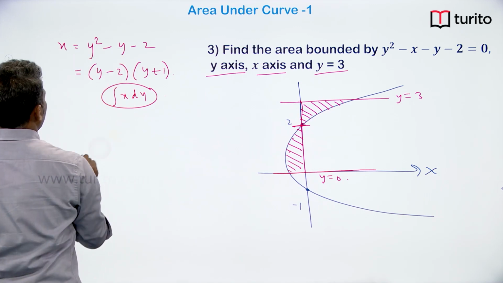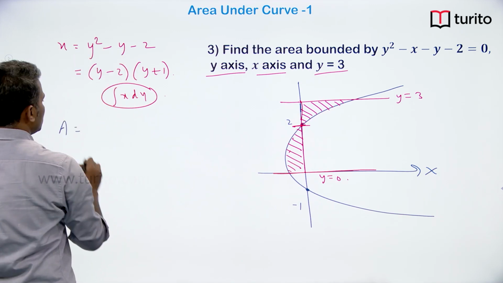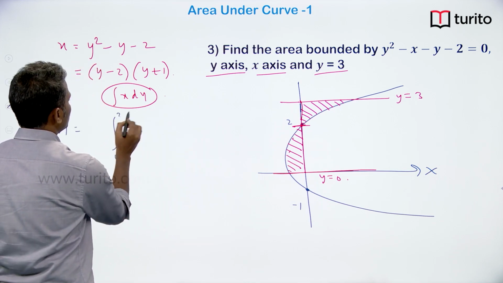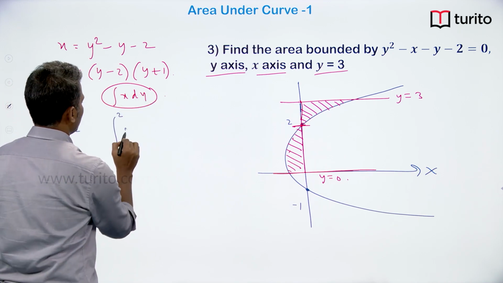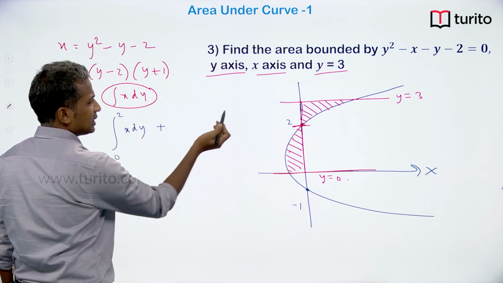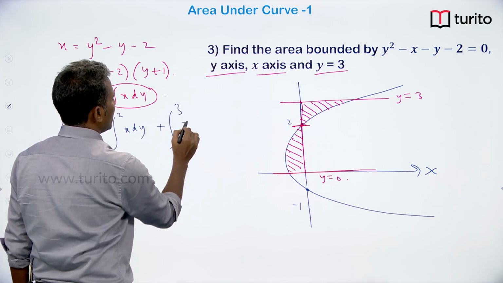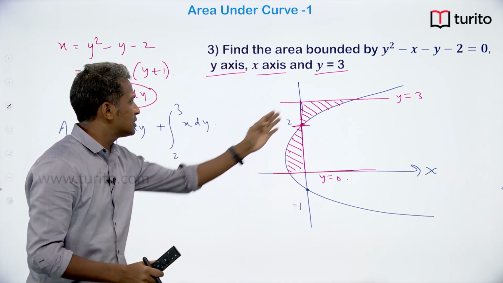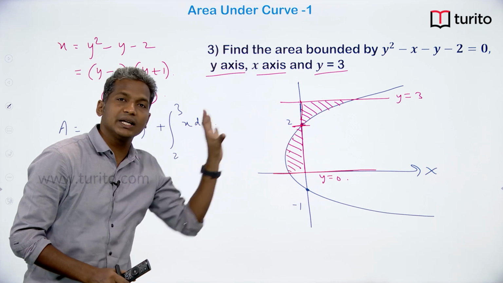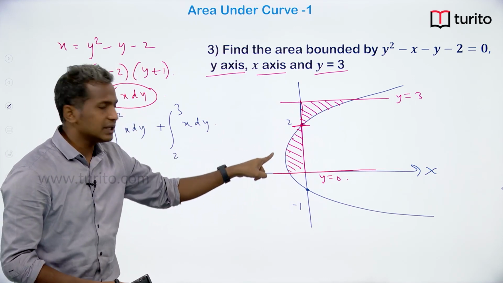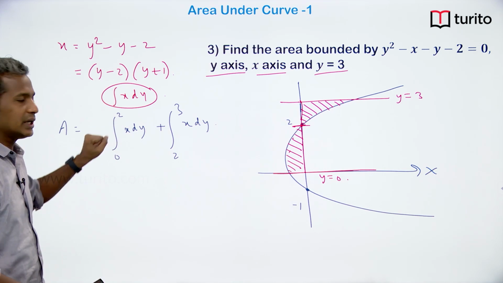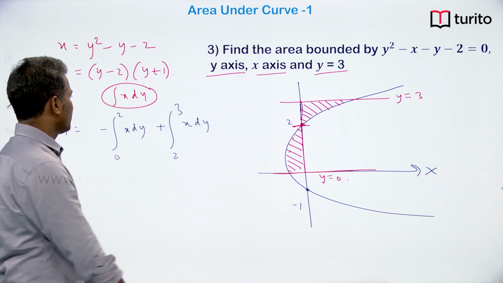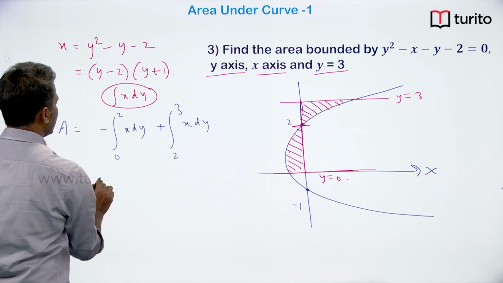So we can write area as a sum of two integrals. One integral is going from 0 to 2 of x dy, plus the other integral going from 2 to 3 of x dy. The second integral does not have any issues because the function is lying on the right side, so the integral is positive, but the left side integral is going to be negative. So because we are interested in area, we have to put an extra minus sign there. Now that's it, we just have to integrate and simplify.